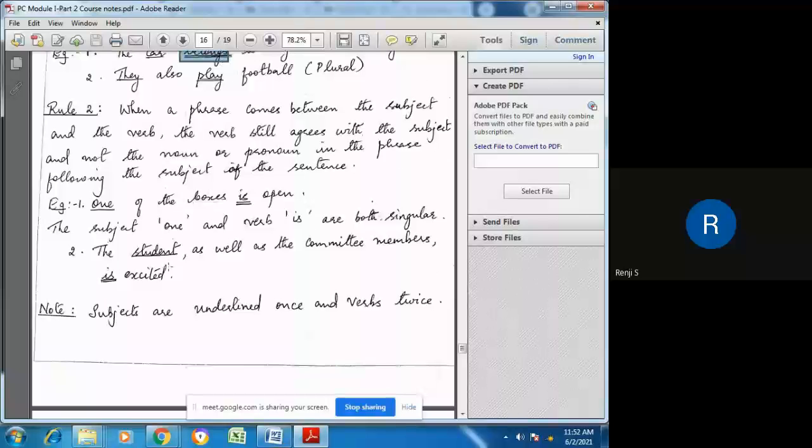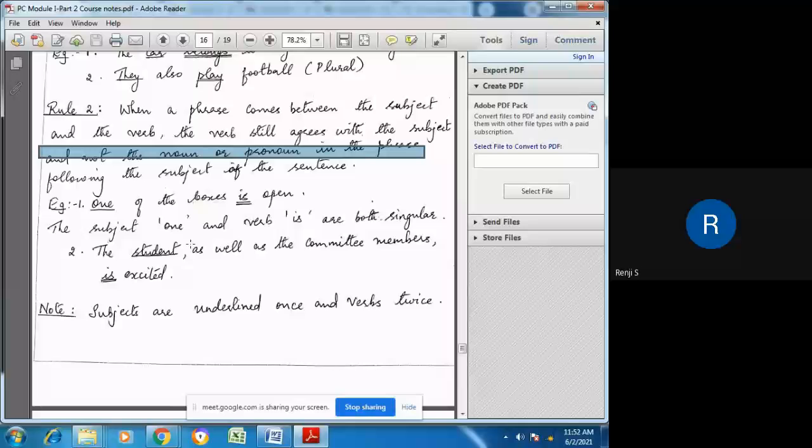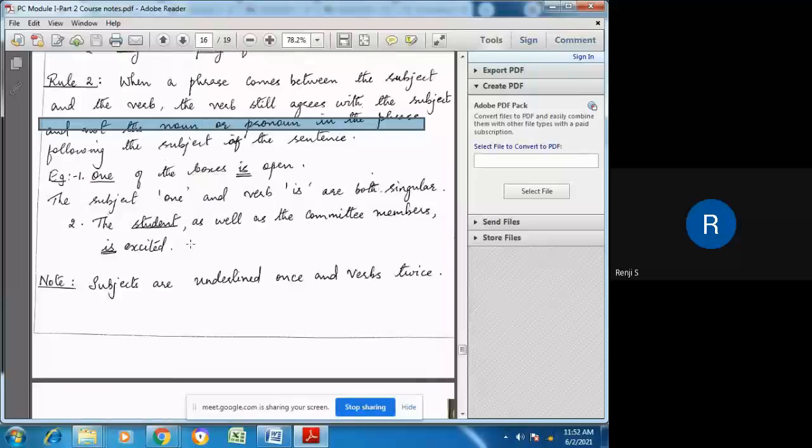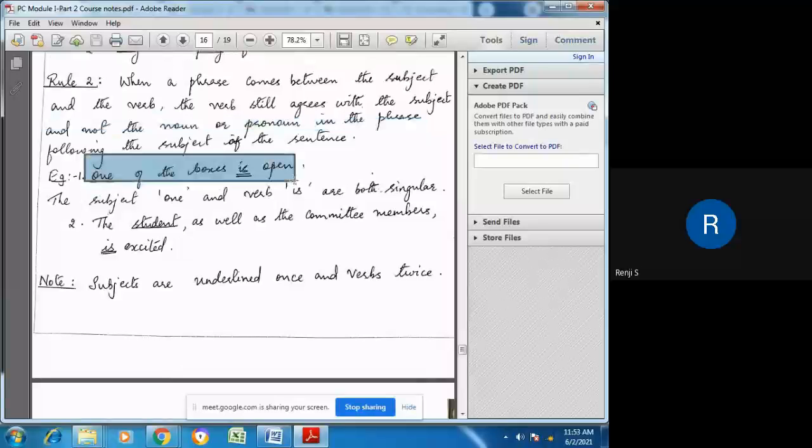So let us look at this example. When a phrase comes between the subject and the verb, the verb still agrees with the subject and not the noun or the pronoun in the phrase. Don't look at the phrase. If a phrase comes in between the subject and the verb, don't look at the phrase. You have to follow the subject and the verb as in rule 1. Look at this example: One of the boxes is open.